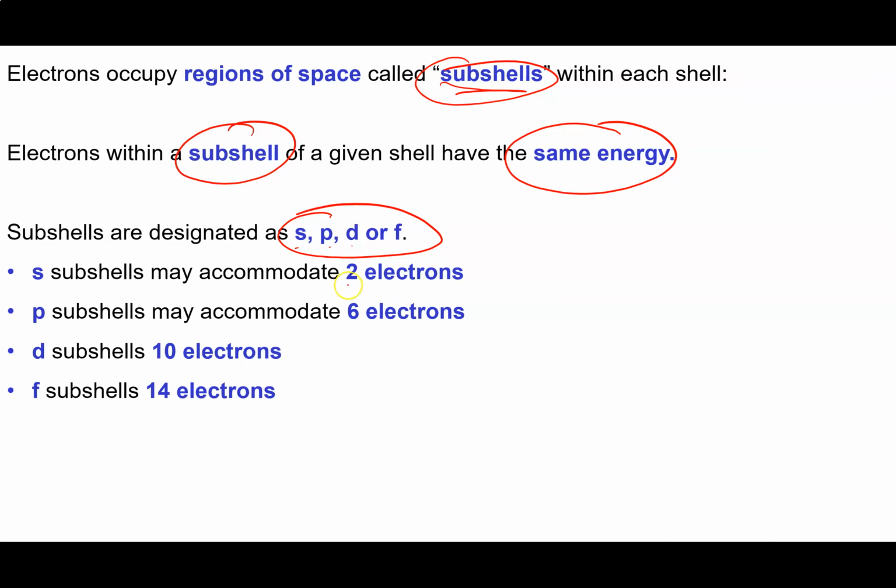So S subshells, you can put 2 electrons in those. P subshells, you can put 6 electrons into them. D subshells, you can put 10. And F subshells, you can put 14. So they're getting bigger, right, as we go across that sequence.